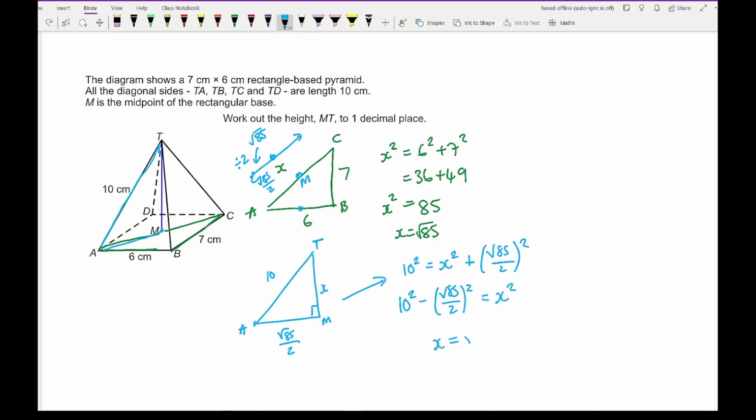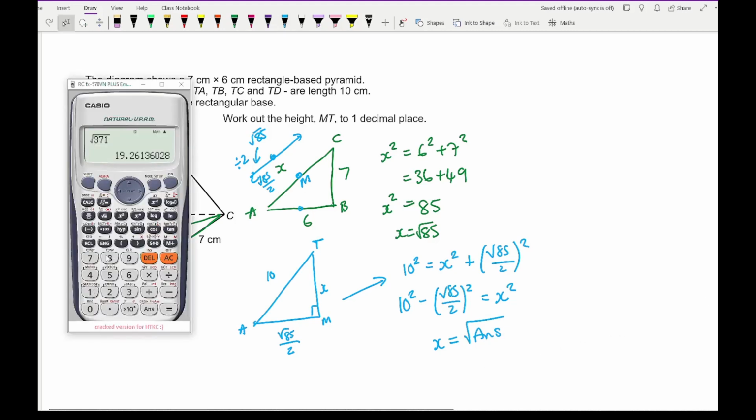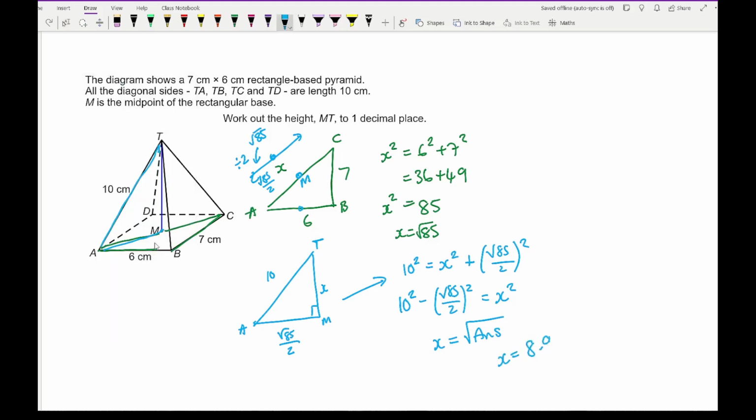So x equals the square root of the answer, which if I type into my calculator now, let's have a look what we get. We get 10 squared minus, and then bracket, root 85 divided by 2, squared, equals. So it's 315 over 4, and then if I square root that, I get an answer of 8.9 to 1 decimal place. So x equals 8.9, and it's centimeters to 1 decimal place.